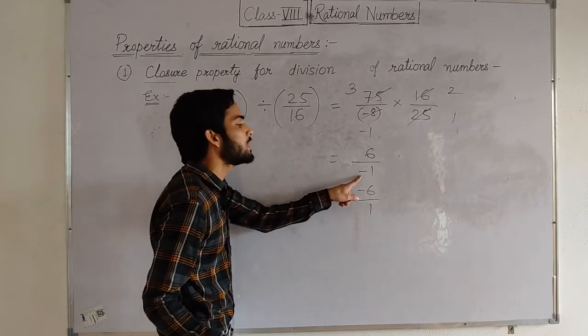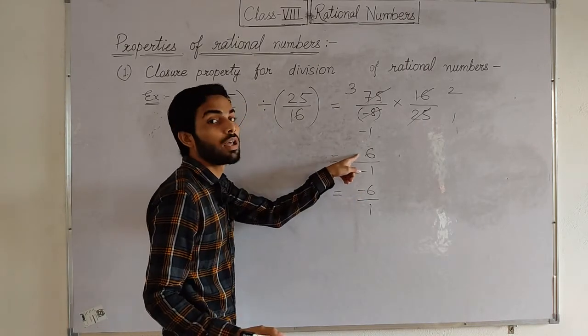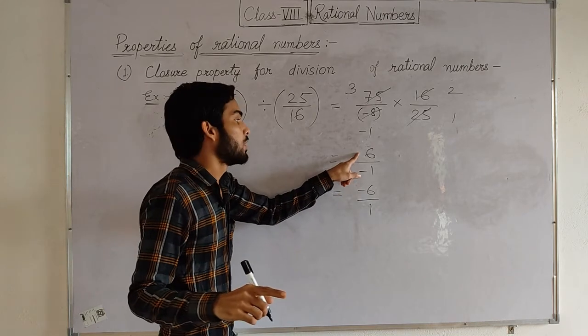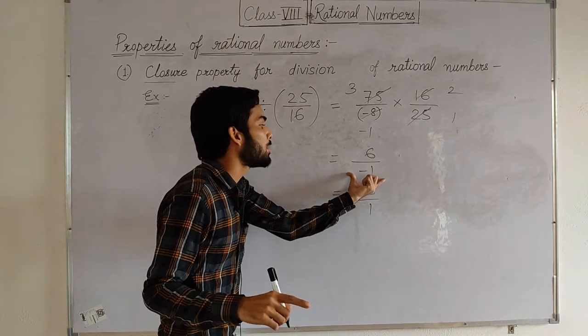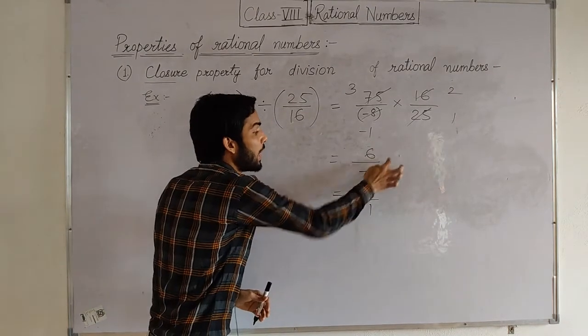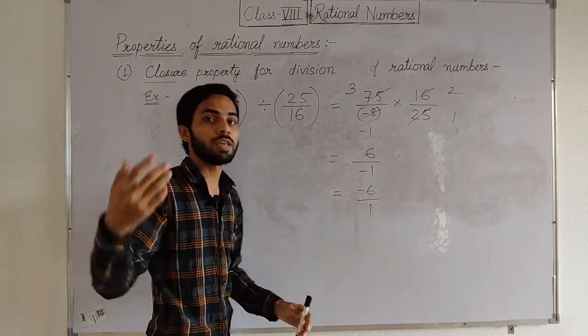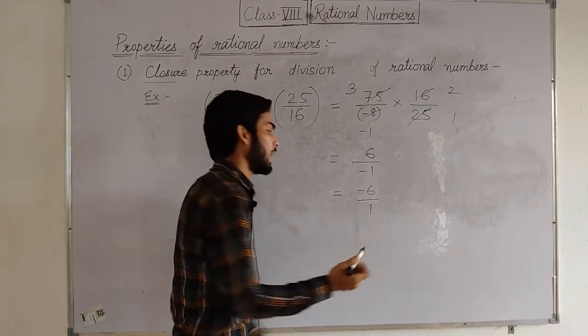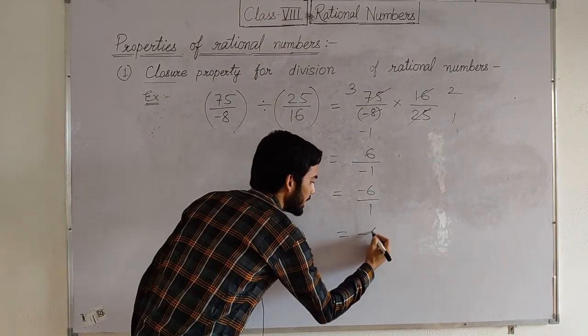I can transfer this minus sign in the numerator, so that I can write 6 upon minus 1 like this: minus 6 upon 1. 6 upon minus 1 and minus 6 upon 1 are the same thing. They have the same value. Okay, and minus 6 upon 1 means minus 6.